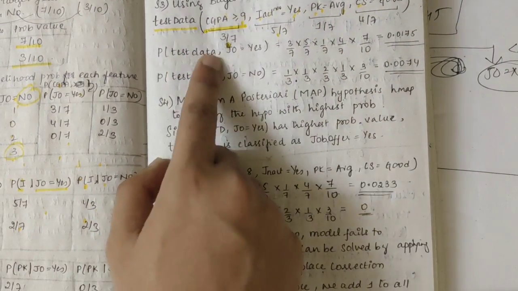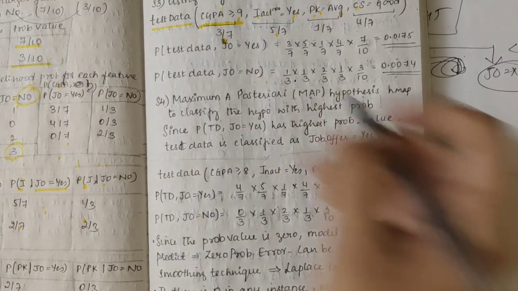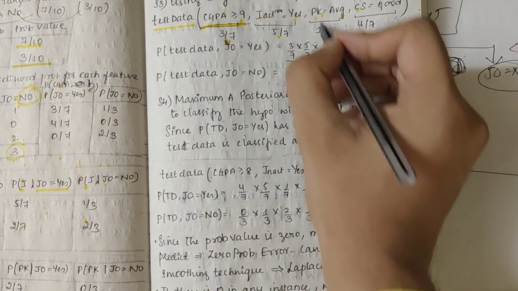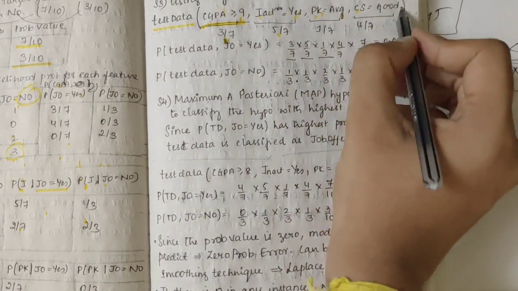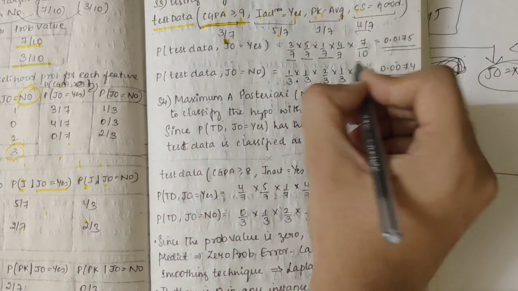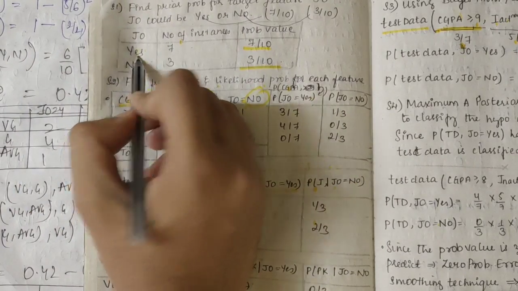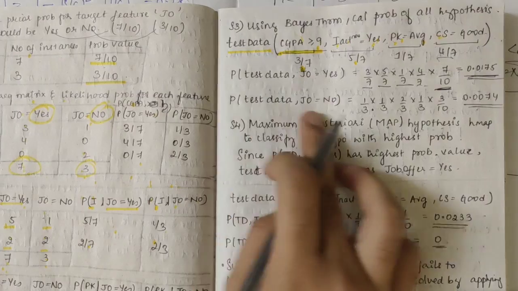When the test data is yes, I'll calculate once, and when the test data is no, I'll calculate once. So when CGPA is greater than 9, I have 3 by 7. Interactiveness, I have 5 by 7. The practical knowledge is average, yes, I have 1 by 7. And here 4 by 7 I have written. And here 7 by 10, because the total probability for job to be yes was 7 by 10. So I have multiplied 7 by 10 here, and I got 0.0175. Similarly, for test is equal to no.